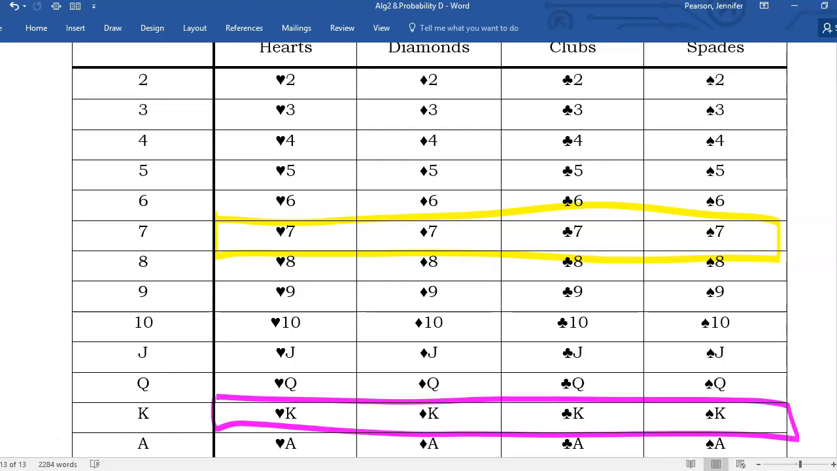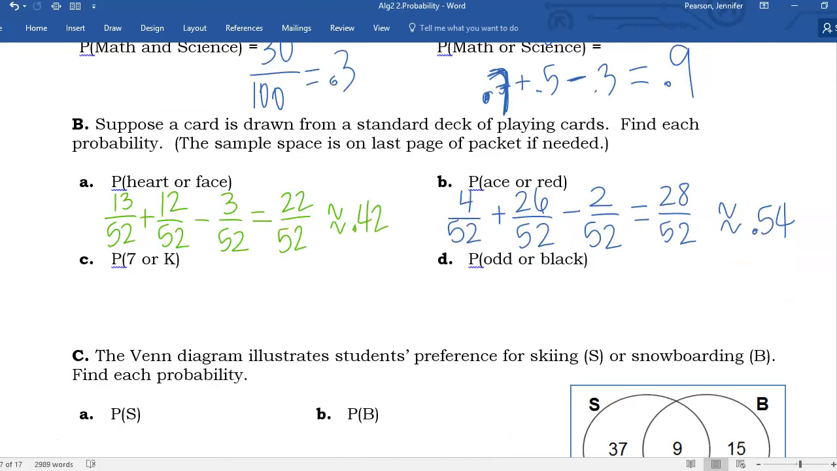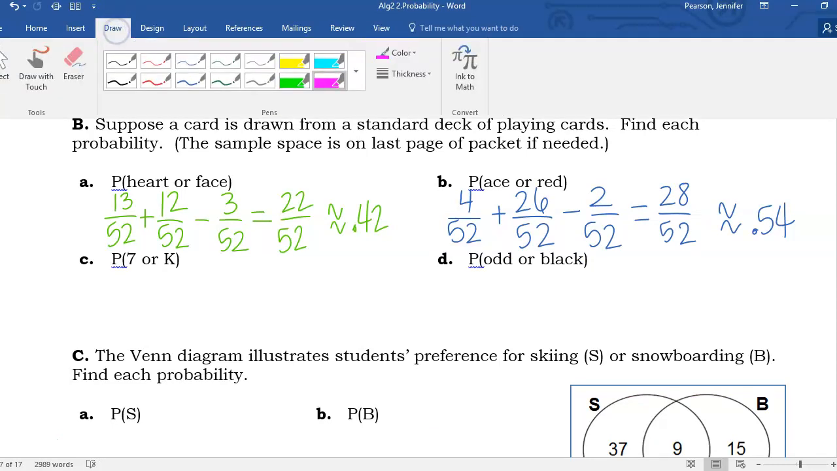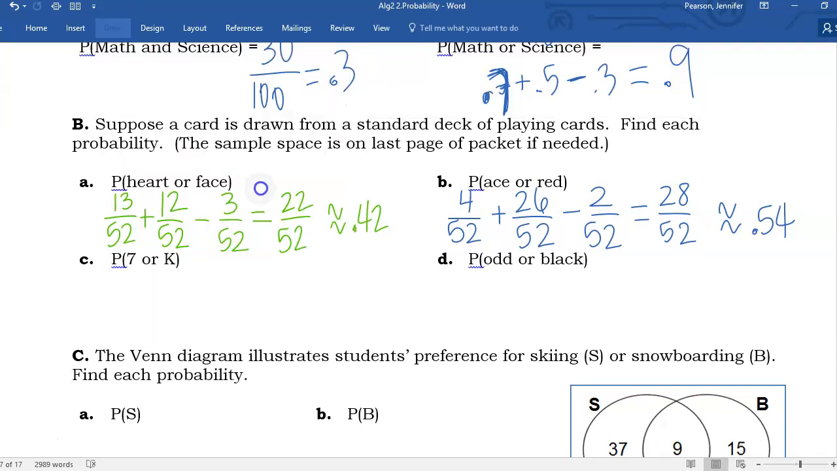You can't be a 7 and a king. So all you have to do is add them together. There's no subtraction piece to this mutually exclusive problem. So there are 4 7s and 4 kings. These are mutually exclusive, so I do not need to subtract any overlap. And 8 out of 52 is approximately 15%.